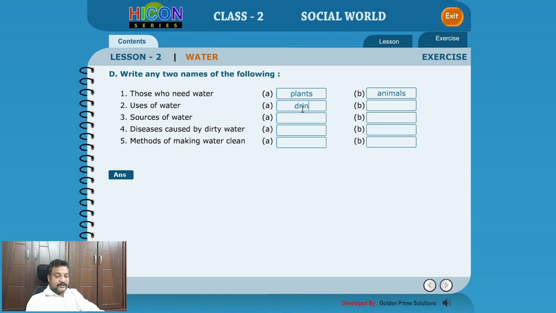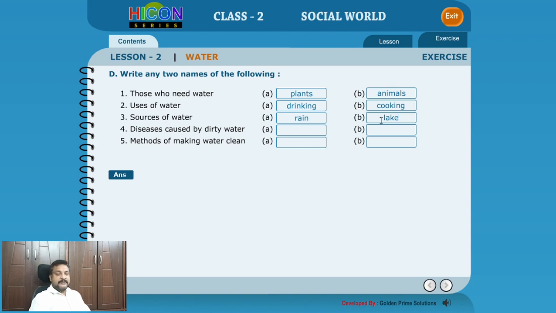Now, 2 uses of water. We use water for drinking. We use water for cooking. We can also write washing, for plants. 2 sources of water. The most important source of water is rain. Okay. And after that, we can write a lake or a river or a pond or a dam or whatever.